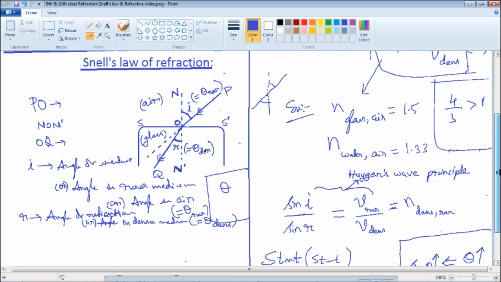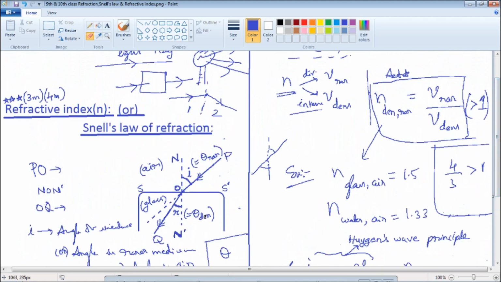So here, the refractive index of a denser medium with respect to the rarer is what? Velocity of light in the rarer by velocity of light in the denser. Now we consider the reciprocal of this. What will be the reciprocal of this? Just now we have seen, it will be reversed: V denser by V rarer. Now this, V denser by V rarer, is called the refractive index of the rarer with respect to the denser medium.